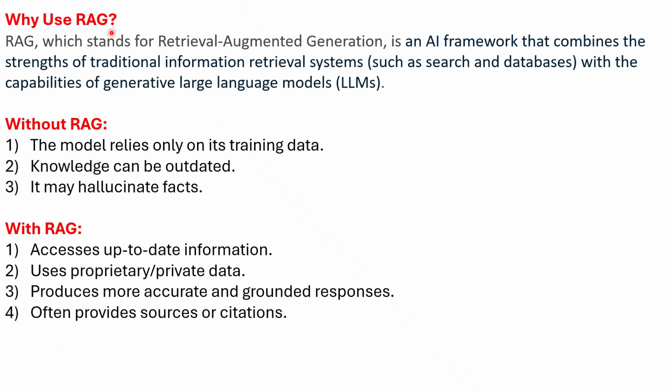Friends, what is the need of RAG? RAG, which stands for Retrieval-Augmented Generation, is an AI framework that combines the strength of traditional information retrieval, such as search and databases, with the capabilities of generative large language models. Without RAG, the model relies only on its training data. Knowledge can be outdated. It may hallucinate facts.